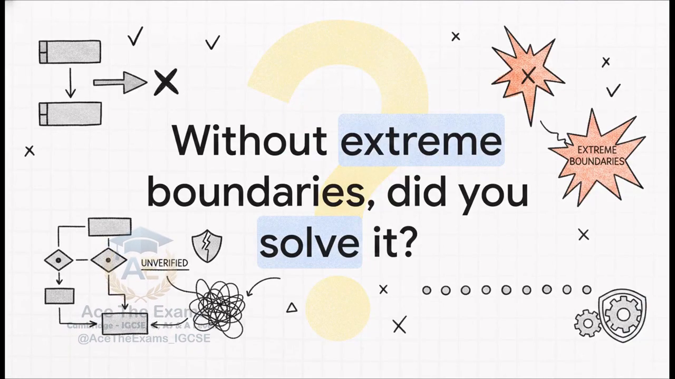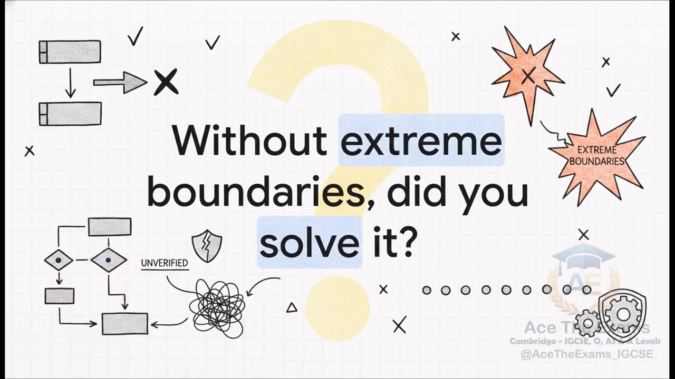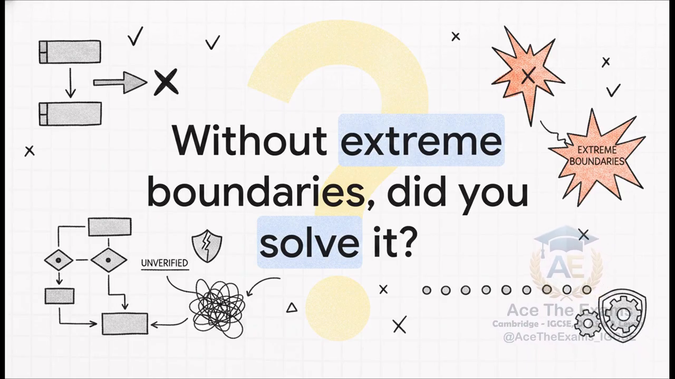Which brings us to our final provocative thought for this explainer. You can decompose a problem perfectly, you can write beautiful iterative pseudocode loops, and your flowchart might look like a total work of art. But if your flowchart logic relies on unverified inputs and your test data lacks extreme boundaries, did you truly solve the problem? The answer is no. A robust algorithm isn't just about making things work, it's about anticipating exactly how they might break. Keep that mindset as you tackle your next set of practice algorithms.